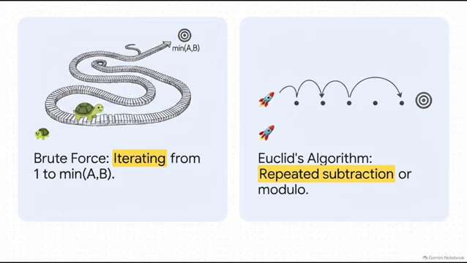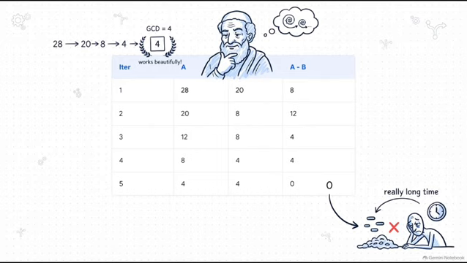Euclid realized something mathematically brilliant. The GCD of 2 numbers, a and b, is exactly the same as the GCD of the difference between them and the smaller number. If we trace Euclid's repeated subtraction for the numbers 28 and 20, you just keep replacing the larger number with the difference. Eventually, we hit 0, leaving us with a GCD of 4.